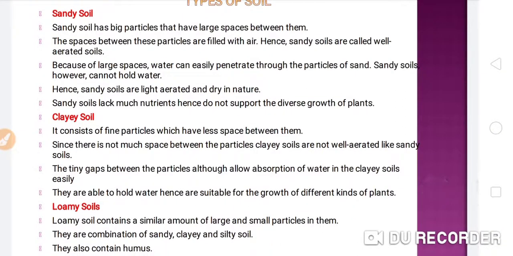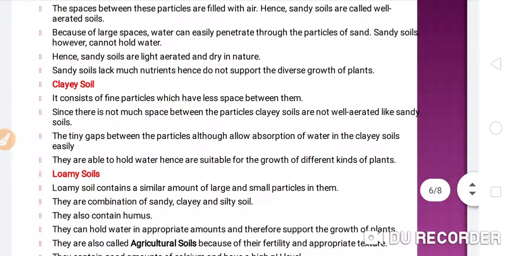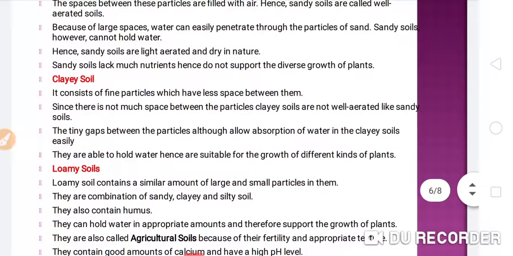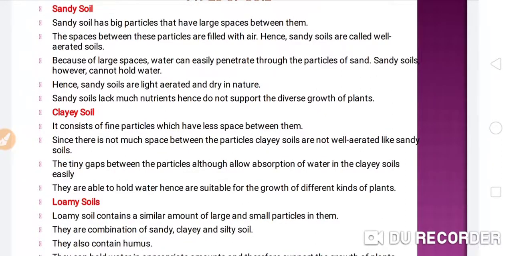Hence sandy soils are light, aerated and dry in nature. Why is it dry? Because it has no tendency to hold water due to the size of the particles. Sandy soils lack much nutrients, hence do not support the diverse growth of plants. So these were the specific things about sandy soils which we have discussed under this heading.